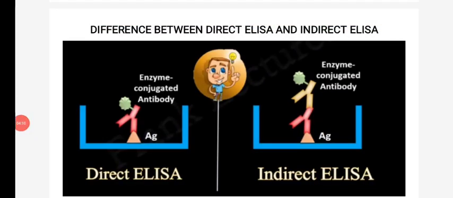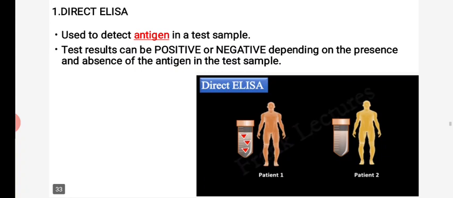In the case of direct ELISA, we can detect the antigen-antibody reaction directly. In the case of indirect ELISA, we detect the antigen-antibody reaction by incorporating a secondary antibody with enzyme. Direct ELISA is used to detect the presence of antigen in a test sample. The test result can be positive or negative depending on the presence or absence of antigen in the test sample.